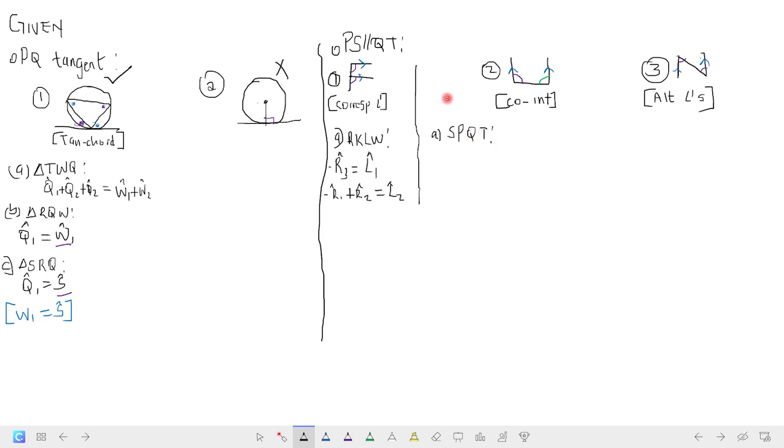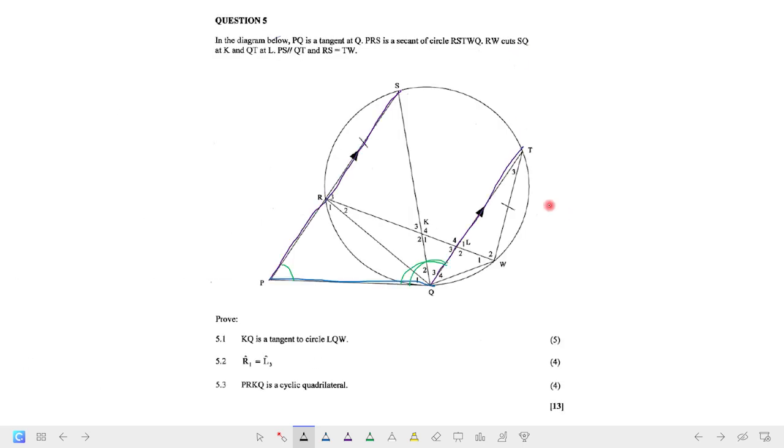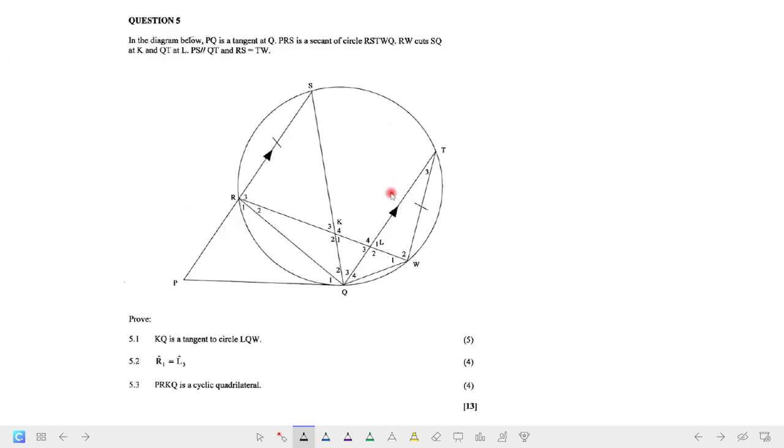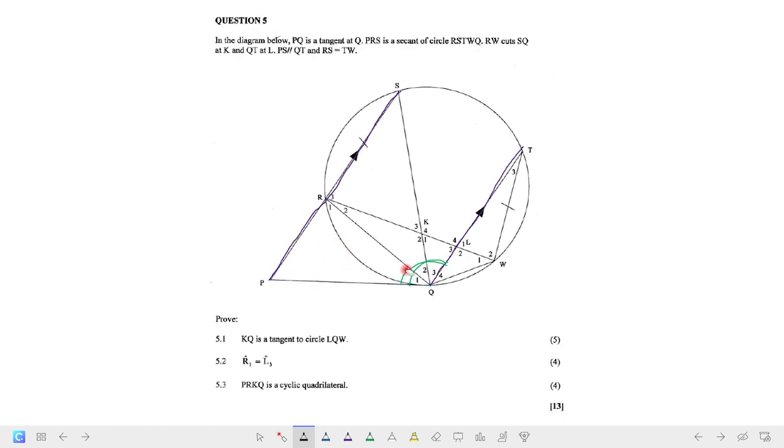So there I can see that angle P plus angle Q1 plus Q2 plus Q3, they're equal to 180, right? So the reason there is co-interior basically. So what's the second one? Let me remove this one. So I'm done with that line.